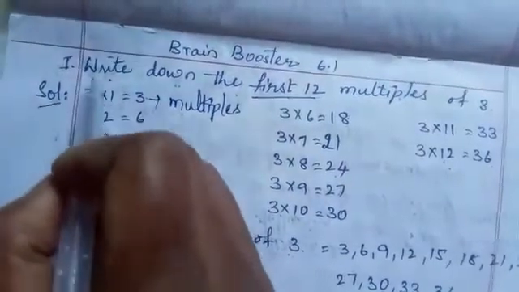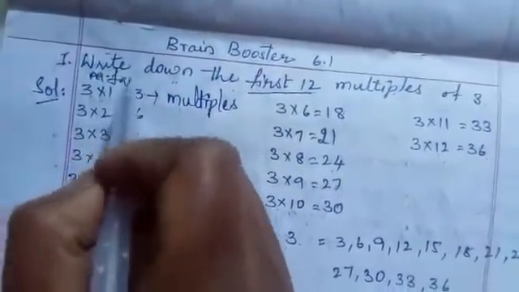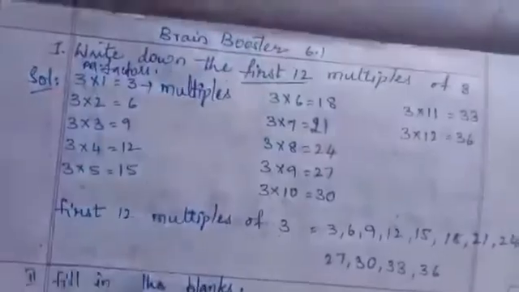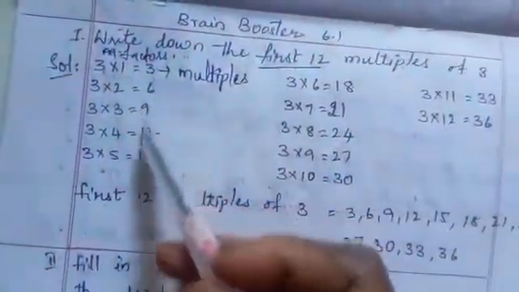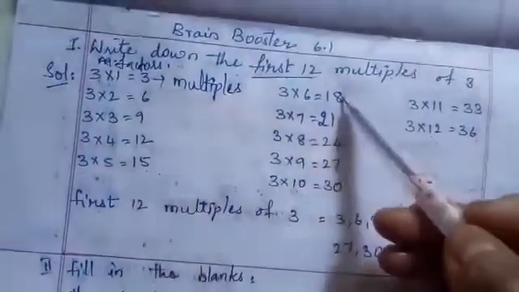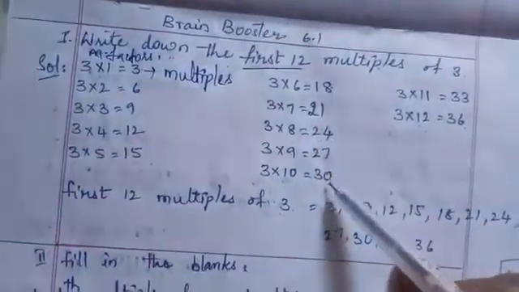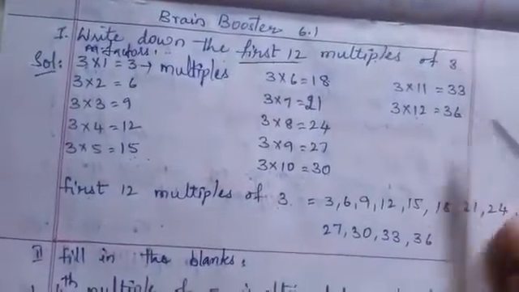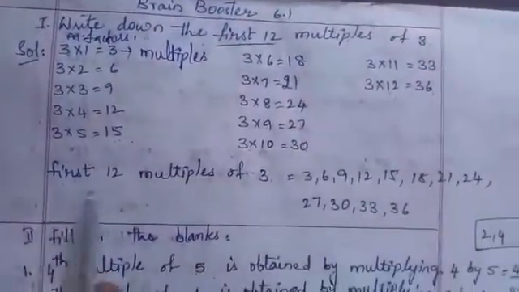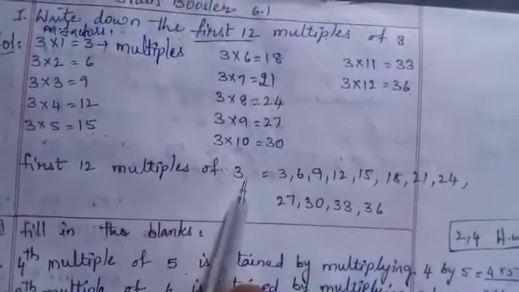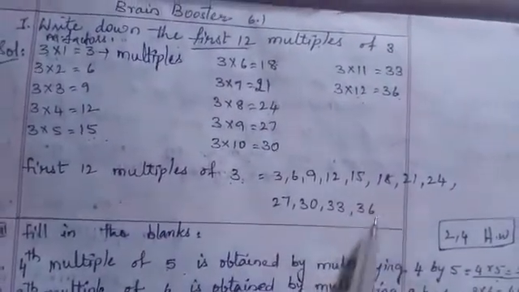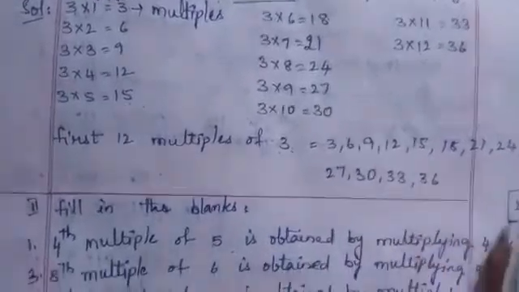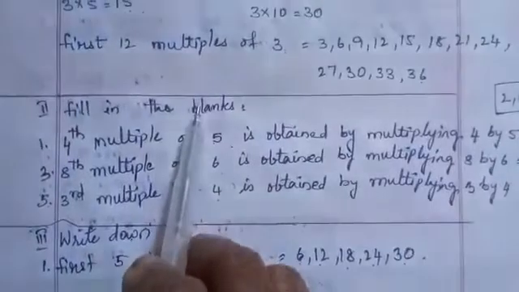So this is factors. Now children, multiples of 3 are nothing but 3, 6, 9, 12, 15, 18, 21, 24, 27, 30, 33, 36. So the final statement is first 12 multiples of 3 equal to, we will write all the numbers from 3 to 36.